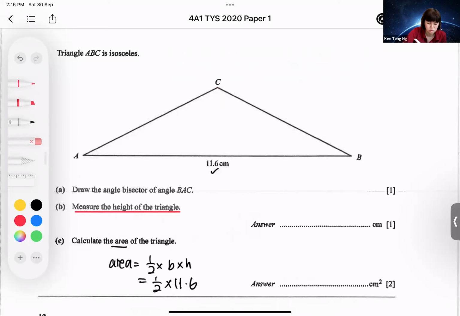Oops. Let me draw again. Okay, 90 degrees. Then you take your ruler to measure this length, the height over here. It's accurate, so you can measure the length. Then you plug in your measurement for the height. Then you get your answer. To draw the angle bisector, I'll send you the video for drawing angle bisector in our class chat. So please go and watch the video and do the drawing.